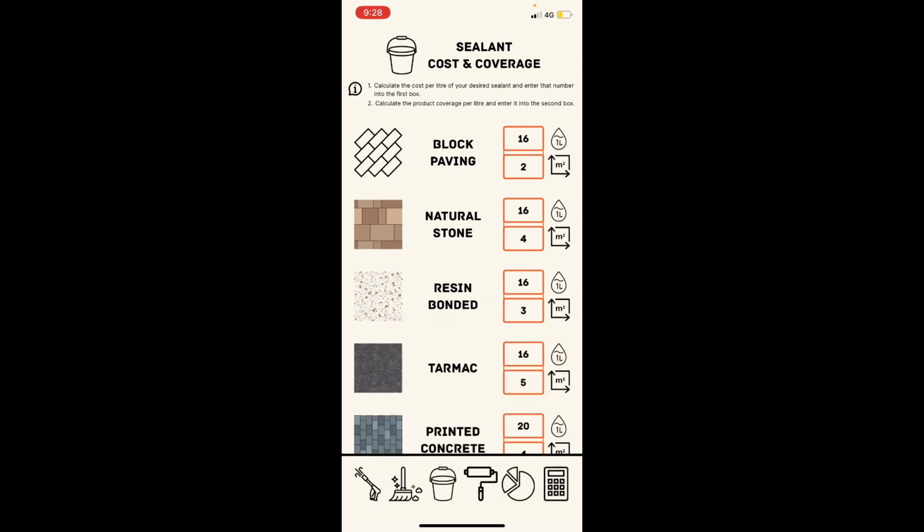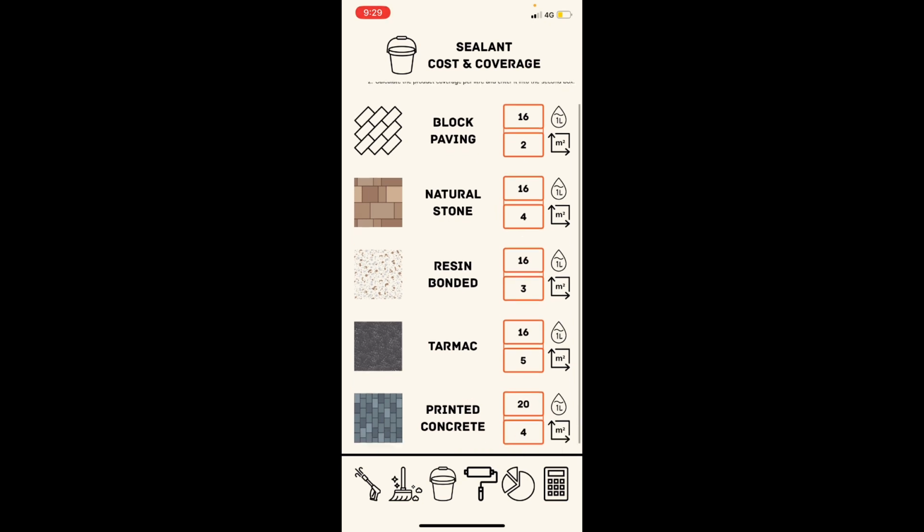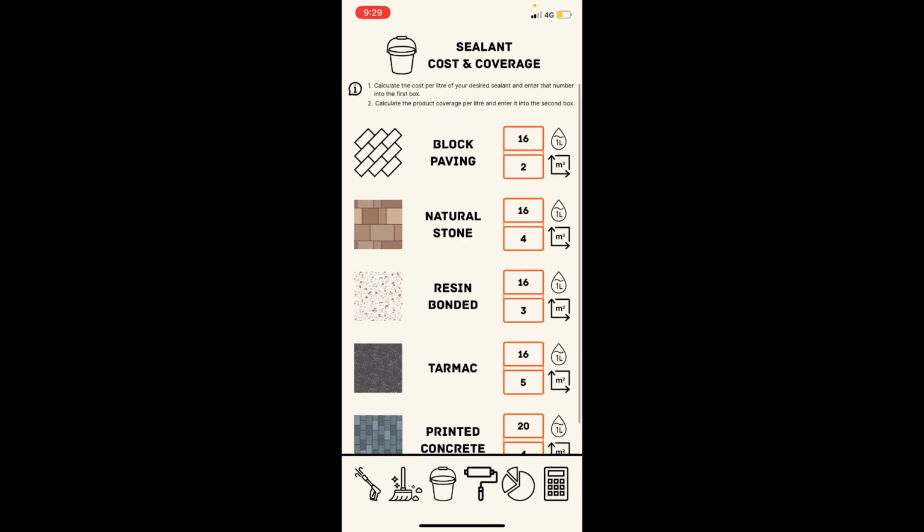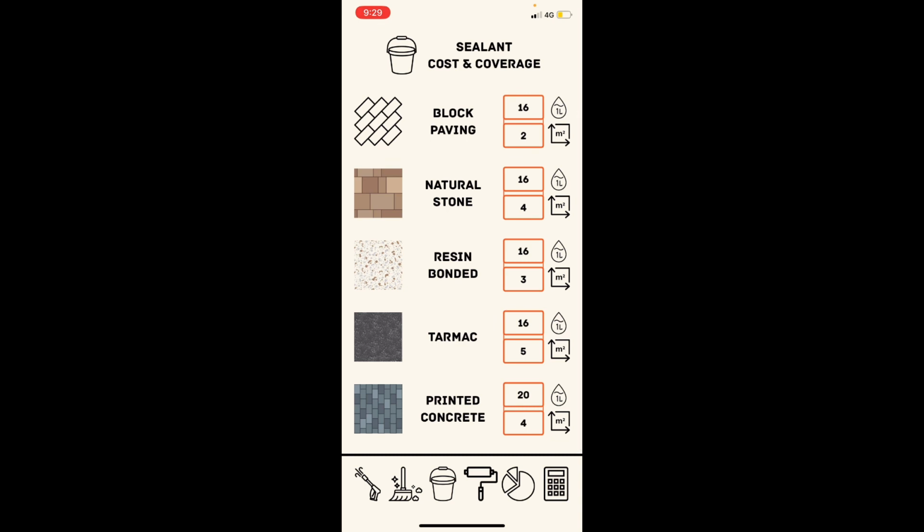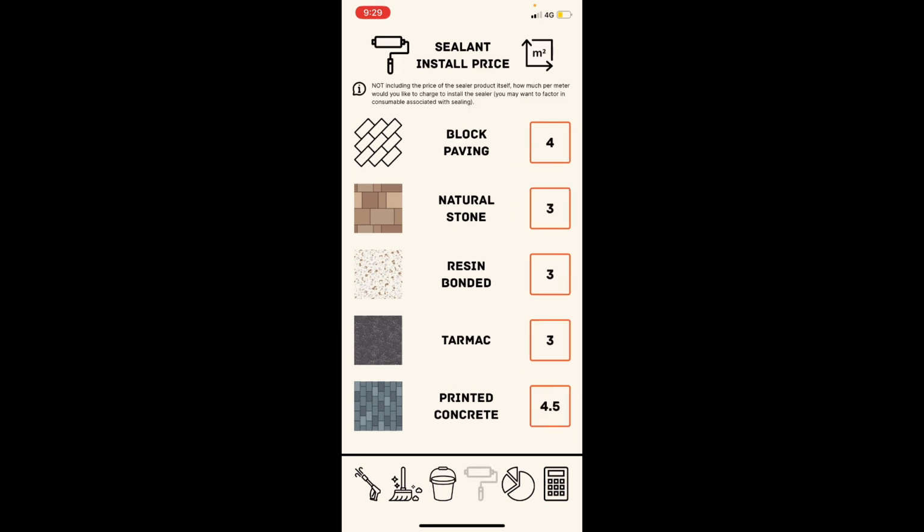The reason that there's a difference between the block paving and the natural stone is block paving often has sand in the gaps and it absorbs a lot more of the sealer, so we want to account for that. But all of these details will be provided on the back of the tubs by the manufacturers. So you want to go down and put in the sealer cost and coverage. Then we're going on to the last tab, which is the sealant install price.